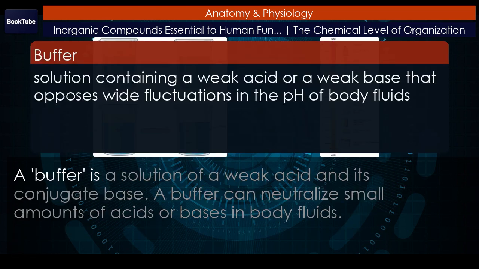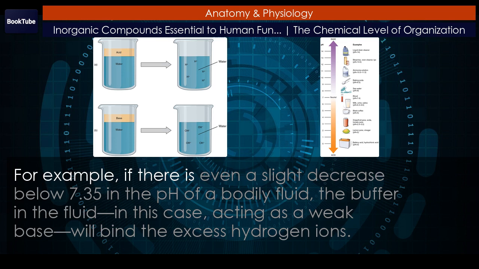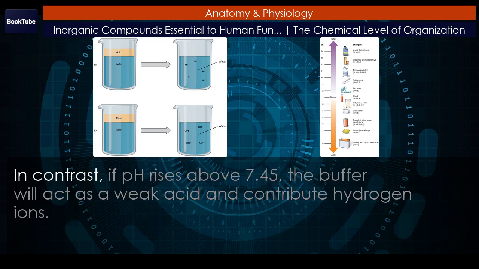A buffer is a solution of a weak acid and its conjugate base. A buffer can neutralize small amounts of acids or bases in body fluids. For example, if there is even a slight decrease below 7.35 in the pH of a bodily fluid, the buffer in the fluid, in this case acting as a weak base, will bind the excess hydrogen ions. In contrast, if pH rises above 7.45, the buffer will act as a weak acid and contribute hydrogen ions.